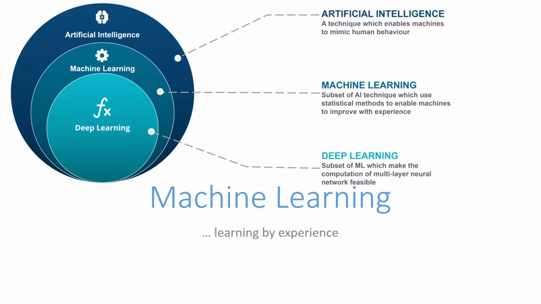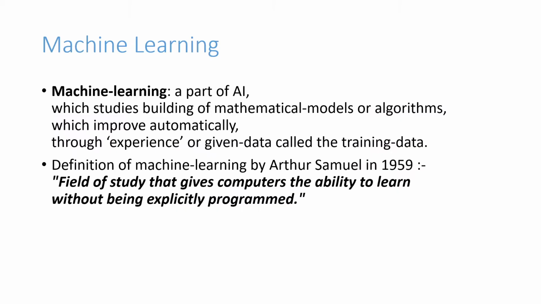The most important class of algorithms by which artificial intelligence is implemented is machine learning. Machine learning is usually confused with deep learning. We see what is the difference between machine learning and deep learning. Deep learning is a part of machine learning, which in turn is a part of artificial intelligence.